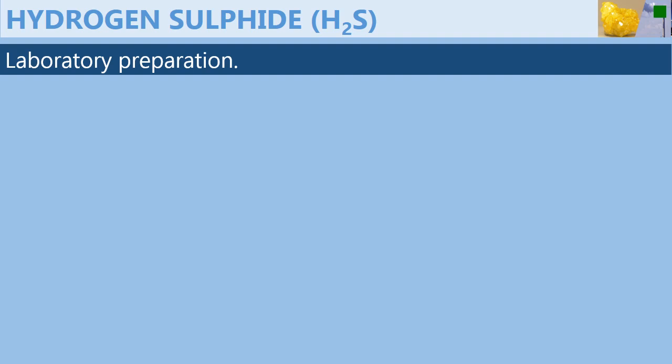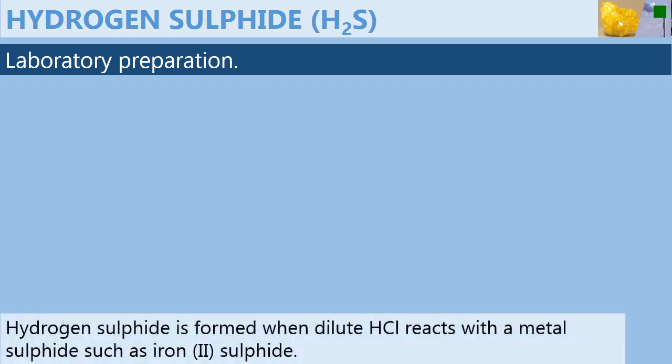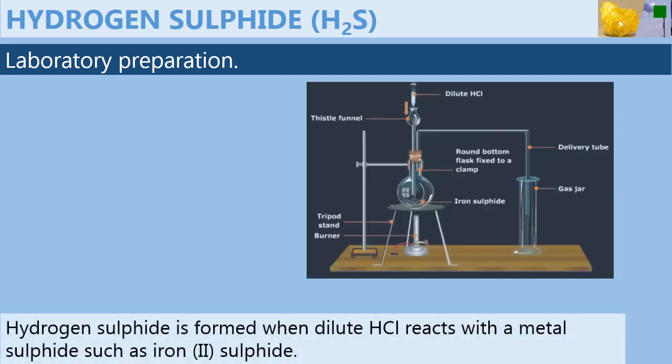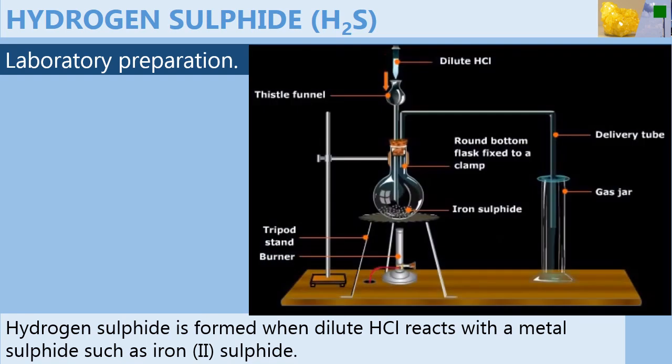In the laboratory, it can be prepared by the action of dilute hydrochloric acid on a metal sulfide such as iron sulphide. The setup looks like this. Iron sulphide is placed in a flask and dilute hydrochloric acid is added dropwise through a thistle funnel, and the mixture is heated gently.